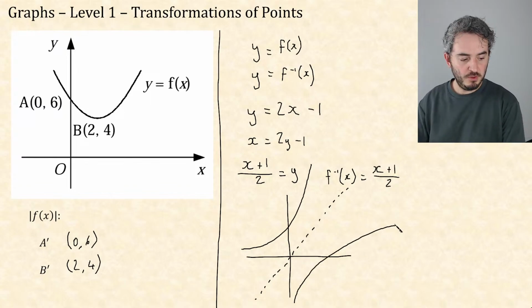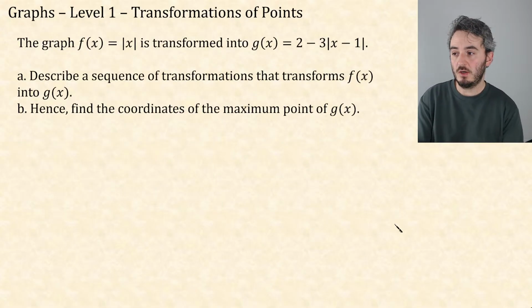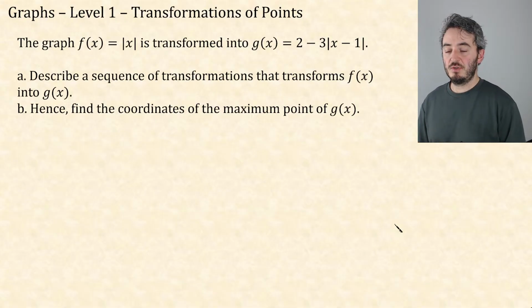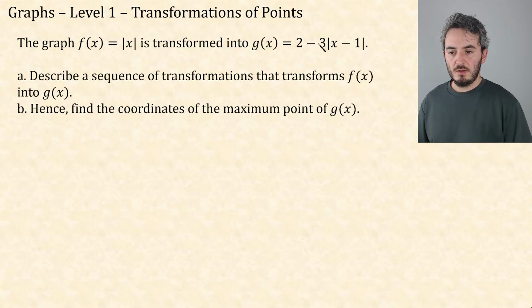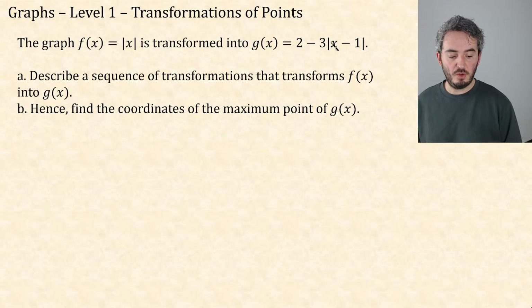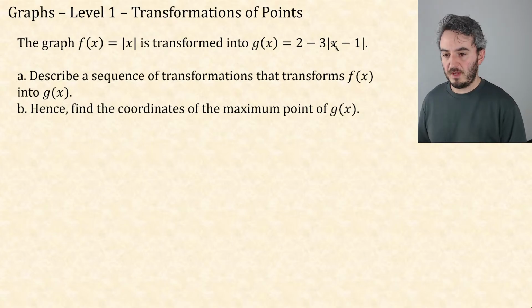All right, I want to look at a few more examples of transformations of points, slightly harder ones here. So the graph f of x equals modulus of x is transformed into this here. We need to describe a sequence of transformations that transforms f of x into g of x. This is not a very common question, but a slightly common question. So we need to think, what's the order of events here?